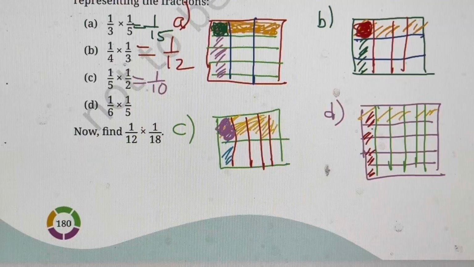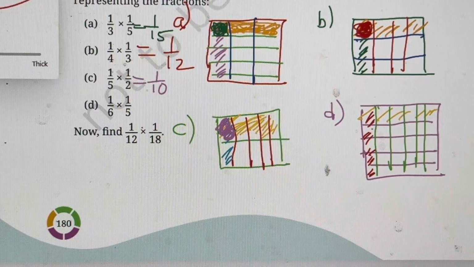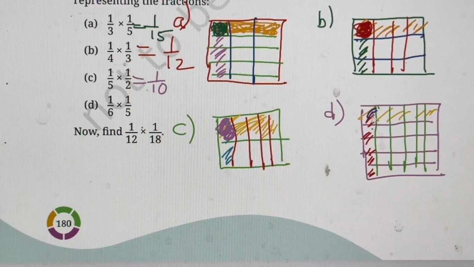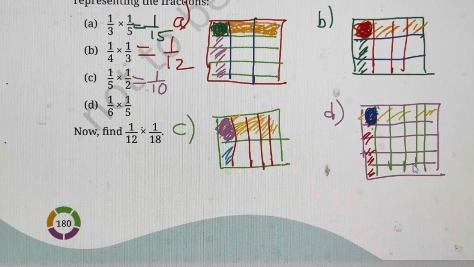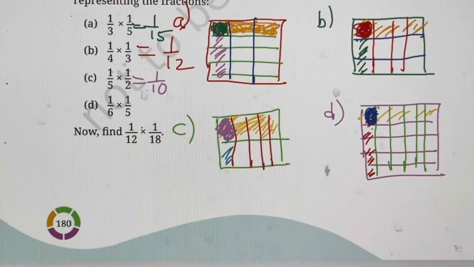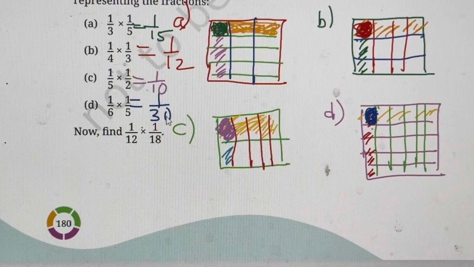But which one is the common one? The common one is this, which I have shaded with blue. So this represents 1 upon how many total small squares are there? 30. 5 6s are 30. So the answer is 1 upon 30. Right? So this way you can represent the fractions, the multiplication of fractions.